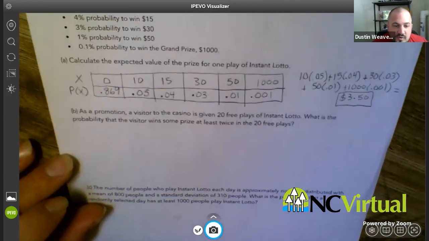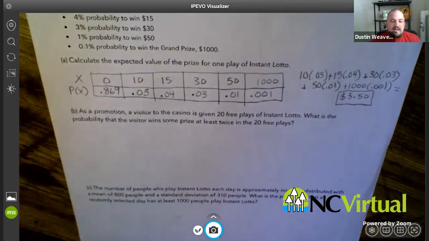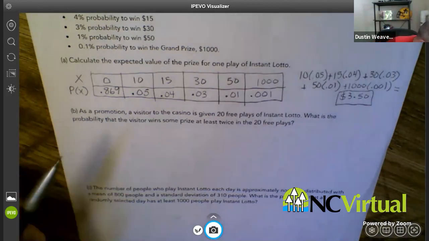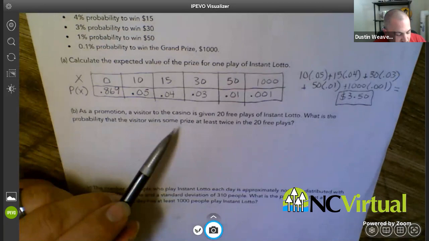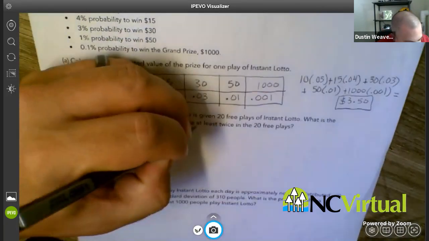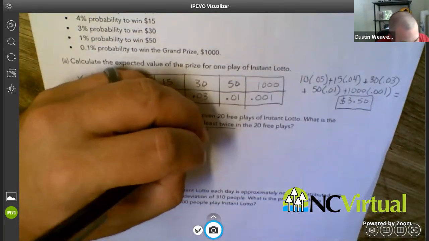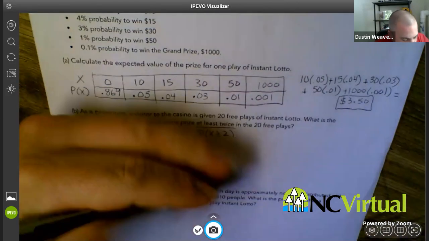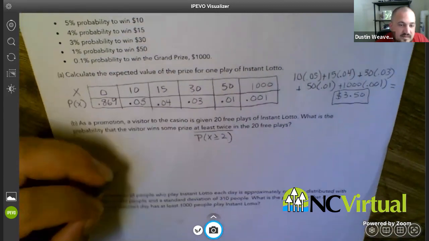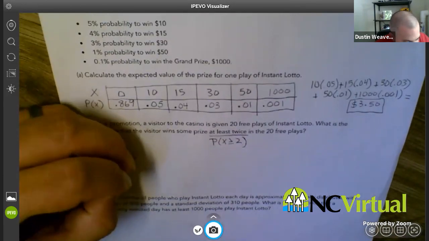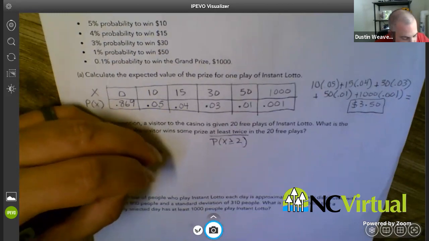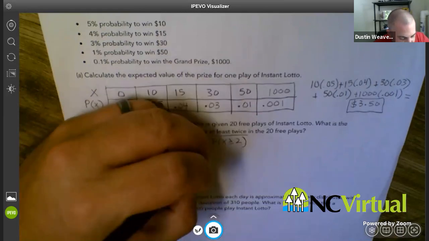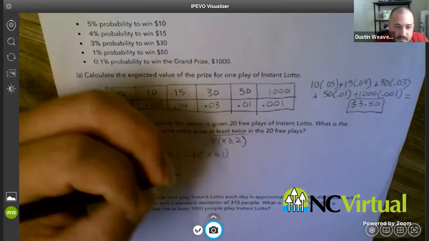Now, as a promotion, a visitor to the casino gets 20 free plays. So they're giving them a free chance here. What is the probability that the visitor wins some prize at least twice? So at least twice means the probability that X is greater than or equal to 2, right? That they win 2 or more times in the 20 plays. So the probability that X is greater than or equal to 2 is the same thing as 1 minus the probability that X is less than or equal to 1.